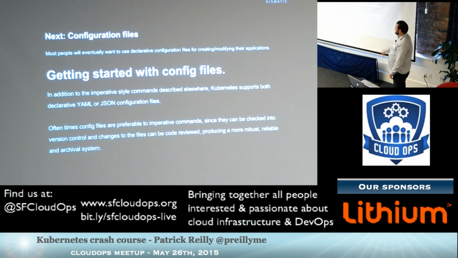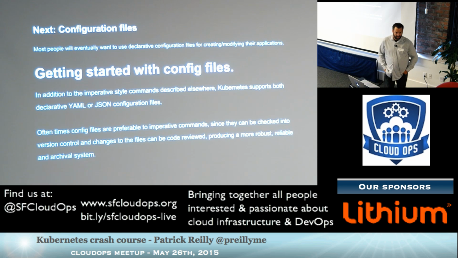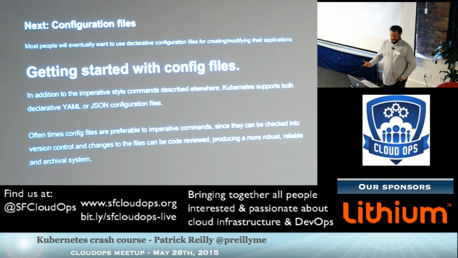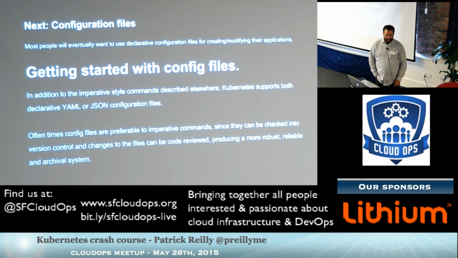So that's all fine and dandy. But now we want to move on to configuration files. Most people eventually want to use declarative configuration files for creating and modifying their application. To get started with config files, we've got 2 options. We can use YAML or JSON. So in addition to the imperative style commands described before, we can have these configuration files that we store. A nice thing about this is that we can check these into version control and change the files, and we can have code review around them so we produce a more robust, reliable, and archived system.